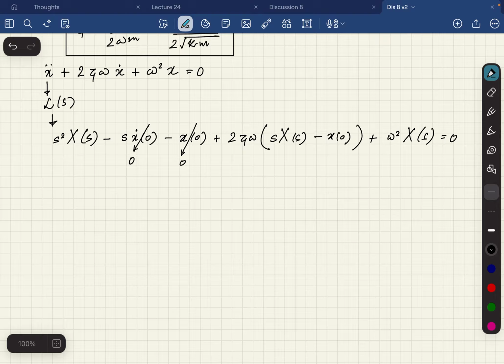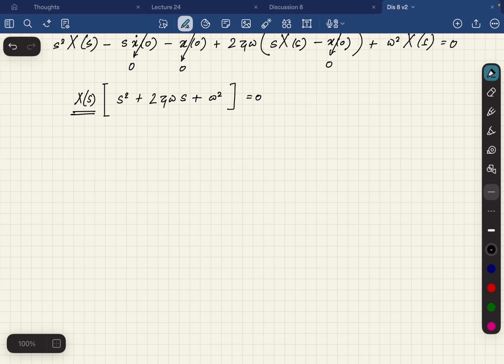Because even if I stretch it to x naught, I can just change my coordinate frame and bring the origin back to x naught. So just for the sake of simplicity, if I now take X as the Laplace transform of the position, then I get s square plus 2 zeta omega s plus omega square equals 0. So when can this be 0? Obviously the Laplace transform is not going to be 0 for all frequencies, which means that this has to be 0. So we need to find out for what values of s this is going to be 0.